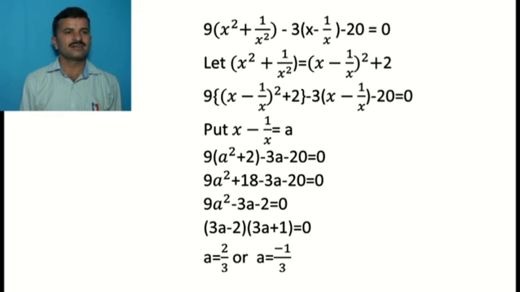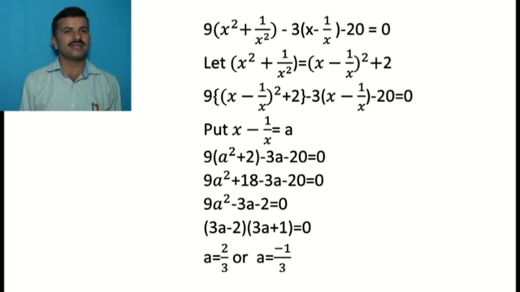Now here factors are (3a minus 2) and (3a plus 1) is equal to 0, and now you can write a is equal to 2 by 3 or a is equal to minus 1 by 3. Here a is equal to 2 by 3 and a is equal to minus 1 by 3 are the solutions of the equation 9a square minus 3a minus 2 is equal to 0.